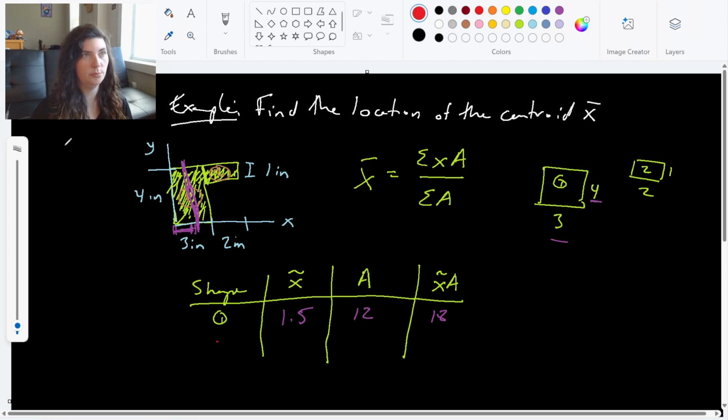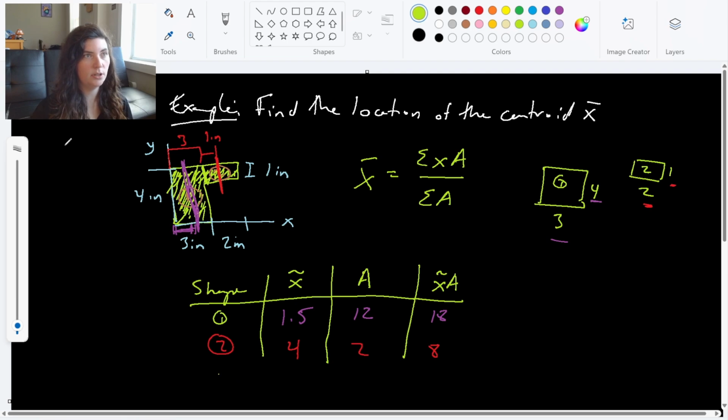Now look at my next shape. My shape 2 has a centroid, and again it's a rectangle, so it's going to be halfway through this rectangle. But I need to include all of this distance that came before it too. So it's not going to be just 1 inch. It's going to be this 1 inch plus the 3 inches that came before it, right? It's offset by those 3 inches. So my x tilde is going to be 4. And then my area is 2 times 1, very easy, that's just 2. Multiply across is 8.